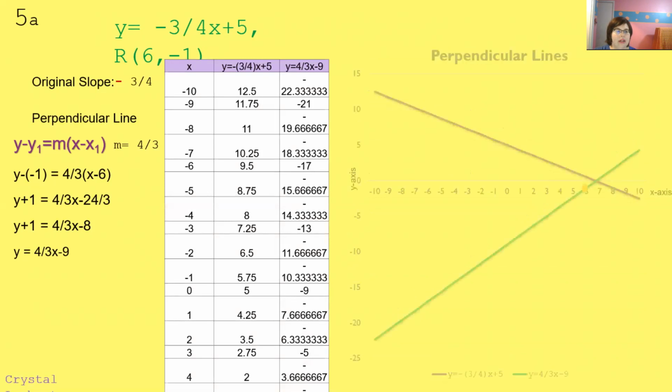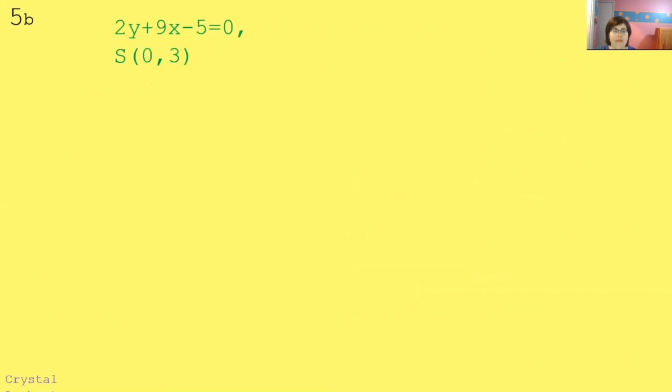Next, we are given, for 5b, 2y plus 9x minus 5 is equal to 0. And the point S is at 0, 3. First off, we know that 2y plus 9x minus 5 is not a linear equation. So we know we need to fix this right now. So we want that in the form of y equals mx plus b. So let's rework that. So once again, we want to get y by itself on the left. So we're going to work this problem till we get there.